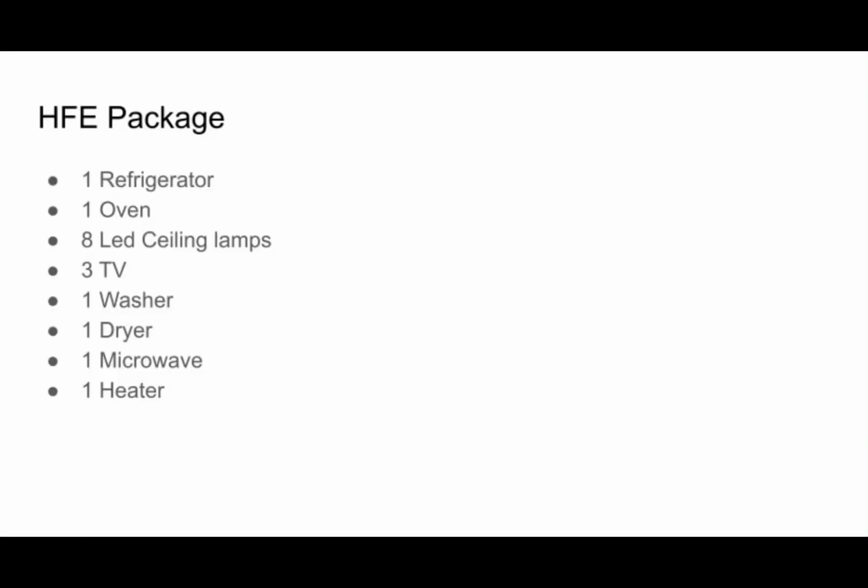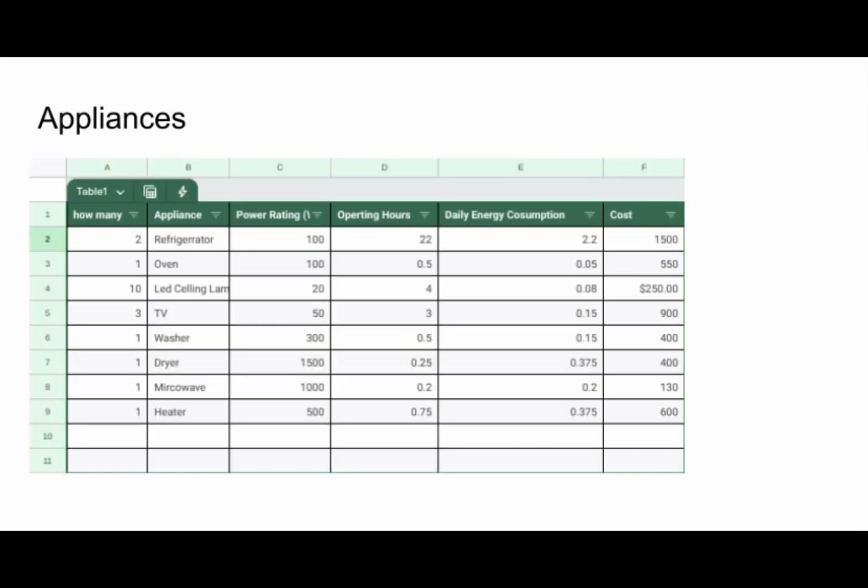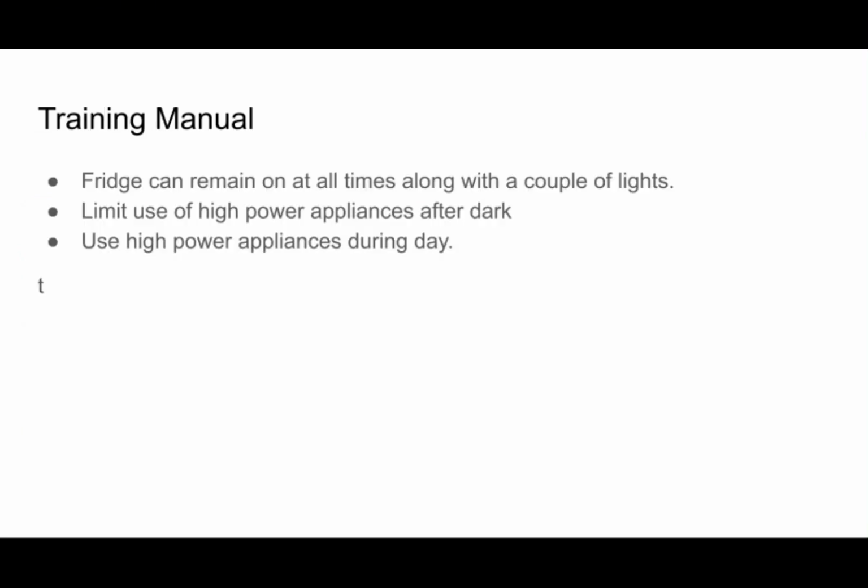Okay, so for our HFE package, we decided to choose 1 refrigerator, 1 oven, 8 LED ceiling lamps, 3 TVs, 1 washer, 1 dryer, 1 microwave, and 1 heater. This is our house outline. These are all of our appliances. And then this is our training manual.